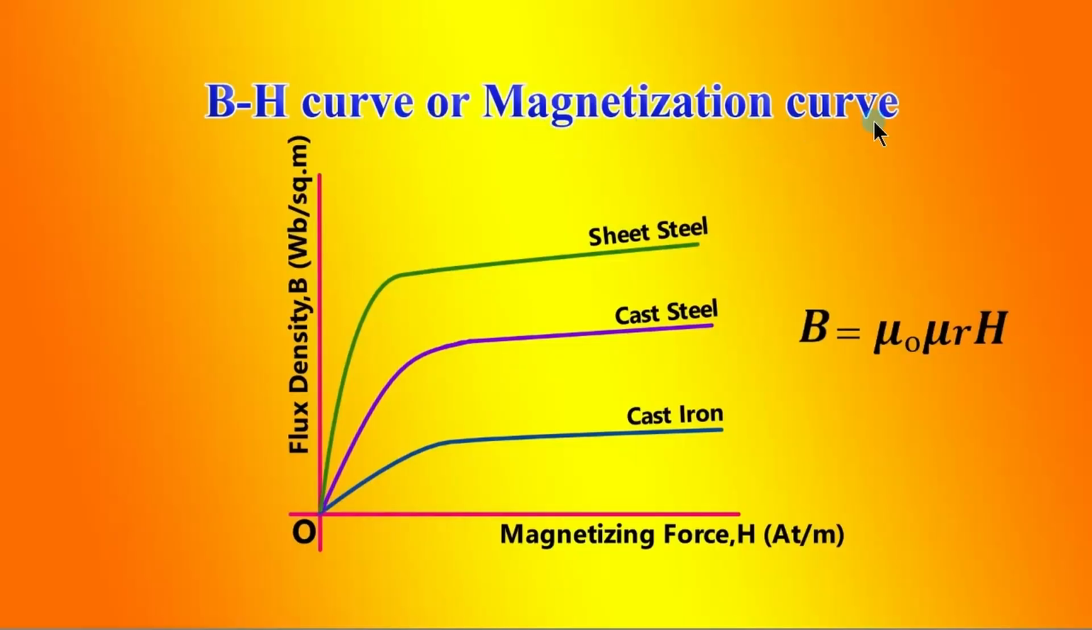Now we will see the relation between magnetizing force H and flux density B. BH curve or magnetization curve. BH curve is a plot of flux density B versus magnetic field intensity or magnetizing force H. For these magnetic materials, the relation between B and H is B is equal to mu 0 mu r into H. Figure shows the BH curve for different magnetic materials like cast iron, cast steel, sheet steel, etc. It can be seen that these curves are non-linear. As these materials have different relative permeability, their curves are also of different shape.